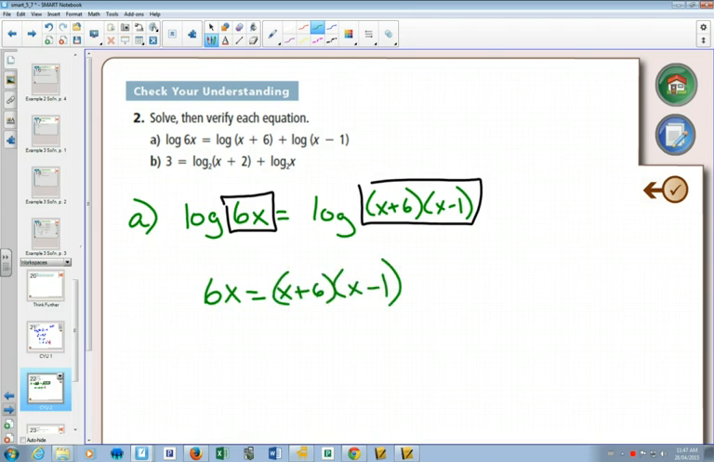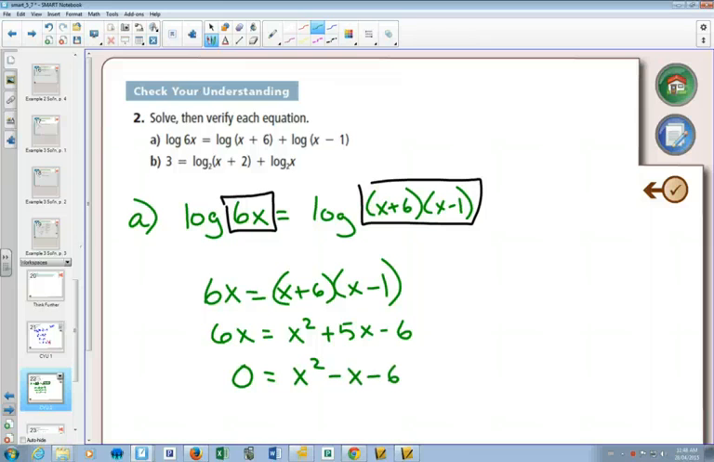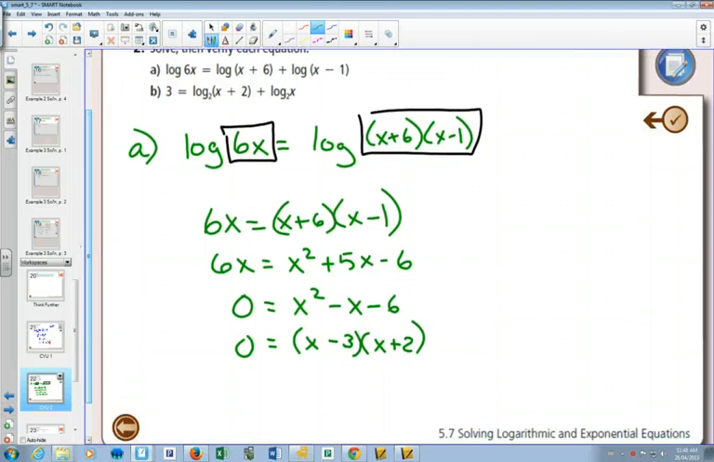And then you have to say, in the past, how do I solve equations like this? Well, this is a quadratic on this side, so if I expand it, I'm going to get x squared plus 5x minus 6. And I solve quadratics by making one side equal to 0 and factoring. So x is equal to 3 or x is equal to negative 2.